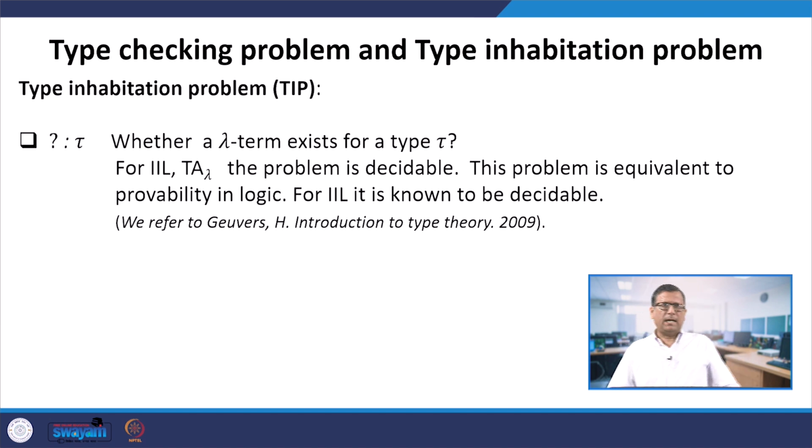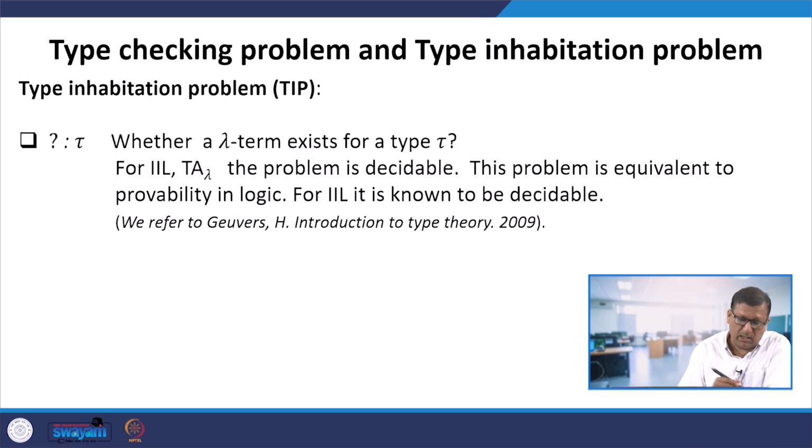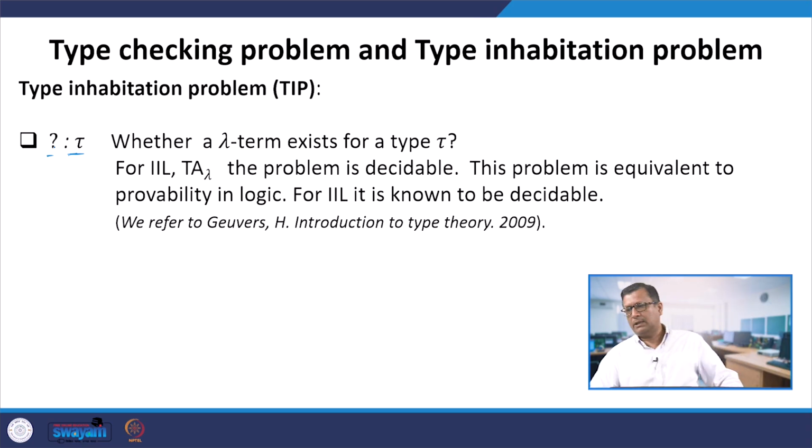Now we look at the type inhabitation problem. The type inhabitation problem says that we are given a type tau and we are asking whether there is a lambda term that has type tau. That means, can tau be assigned to some lambda term or not? That is the question that we are asking here.